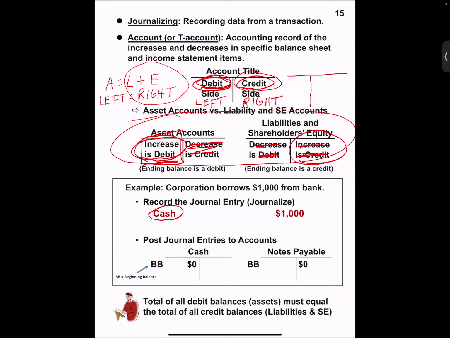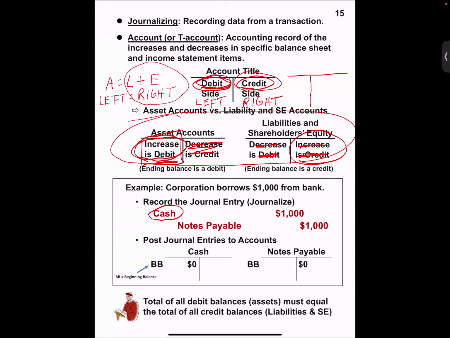The question is, what account would we credit? We just borrowed $1,000 from the bank, which means we owe that bank $1,000. We would call that a note payable. That's a liability. When you owe something, that creates a liability. A liability, again, just increased. How do we increase liabilities? With a credit.